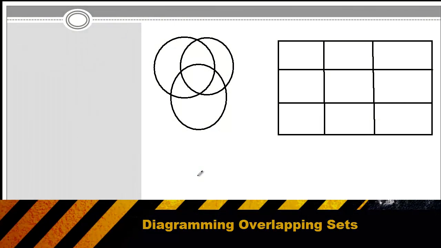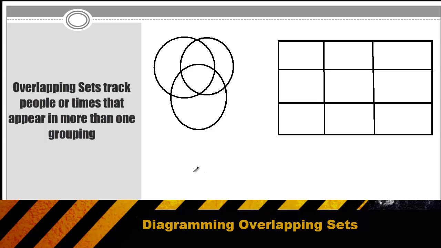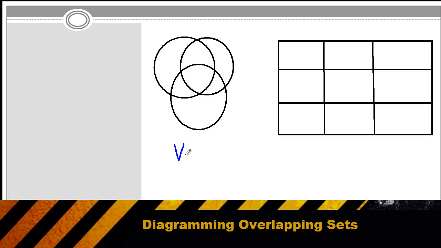An overlapping set occurs when you have people or items separated into groups, and then you have certain people or items that appear in more than one group. There are two ways generally that you can diagram or illustrate overlapping sets. The first way is with a Venn diagram.